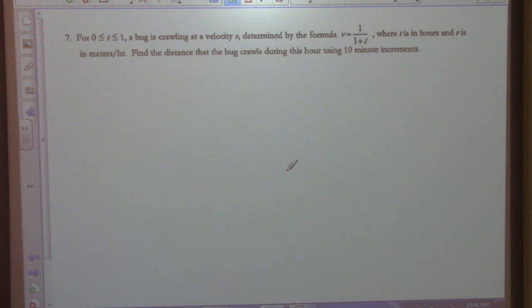Okay, you guys are my trapezoid people. You guys here are my right Riemann sum, and that'd be Carson too. So I want you to do right Riemann sums, and I want you two to do trapezoids. How many 10-minute increments are there now? 6 ten-minute increments. Good work.